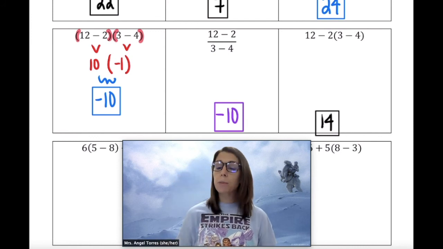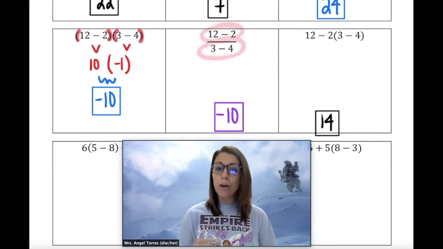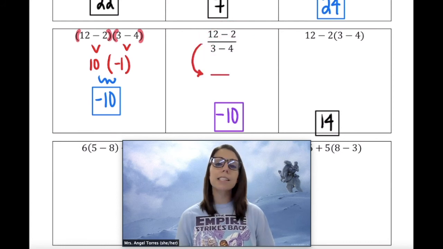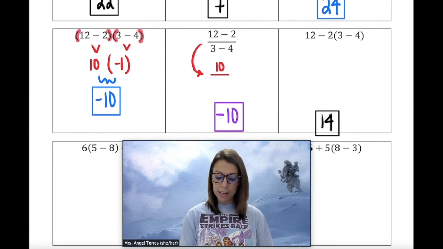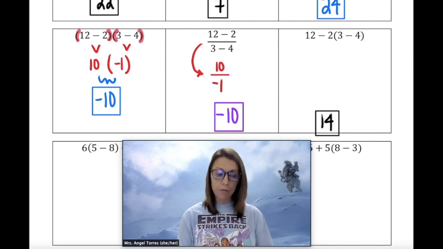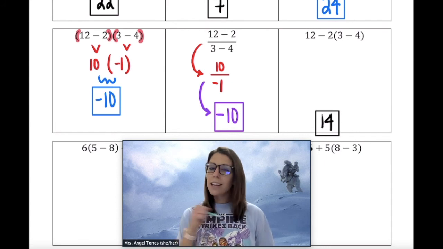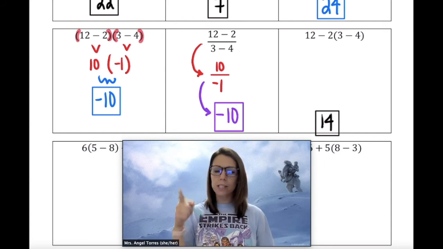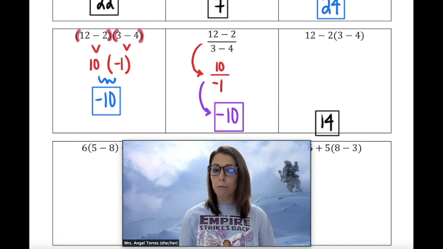In our second expression here, this is a quotient, but the numerator and denominator are both unsimplified. So I need to simplify those before I can divide. Again, 12 minus 2 is 10, 3 minus 4 is -1, and 10 divided by -1 gives us -10 again. Interesting, both of these expressions gave us -10, which means these are what we would call equivalent expressions. They have the same value.